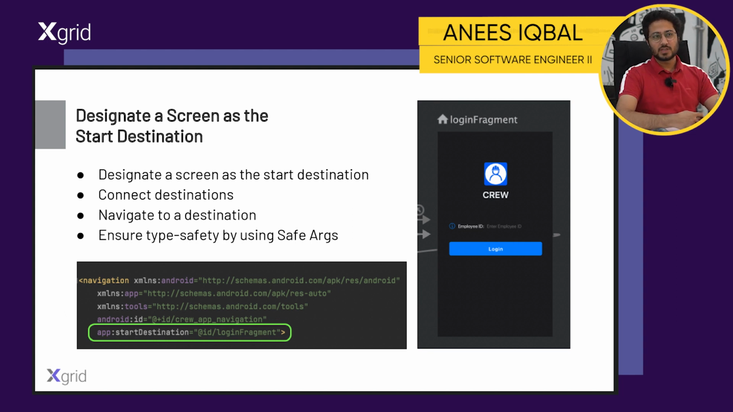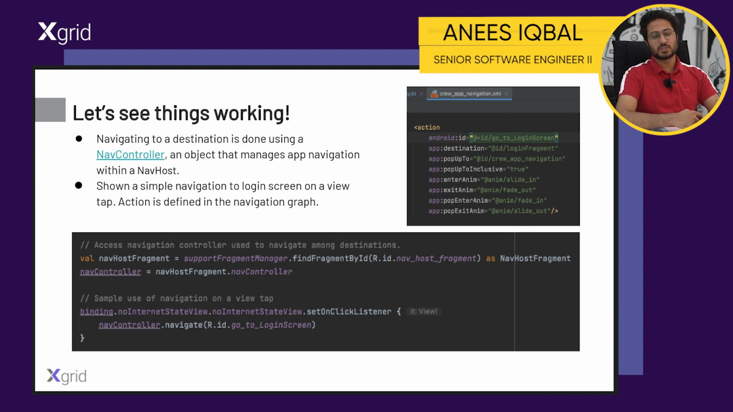To make things work, you have to follow the last step, which is adding the NavController and using the NavController for navigating from one destination to another destination within your app. To set it up, you have to get the NavHost fragment, and using that NavHost fragment, you will get the NavController. Using that NavController, you can now navigate from one screen to another screen of the app. Here in our case, we have shown a simple use case where the user is tapping on a no internet view, and on the click of the no internet view, the user simply logs out of the app.